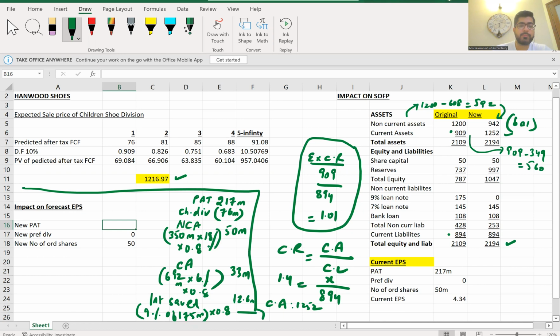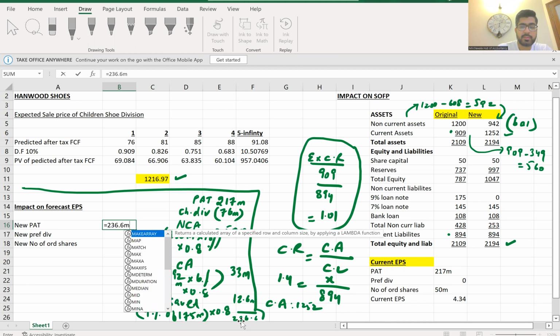You net them all. 217 minus 76, but plus 50, plus 33, plus 12.6. It is going to be 236.6 million. Your new PAT is going to be 236.6 million. Okay.